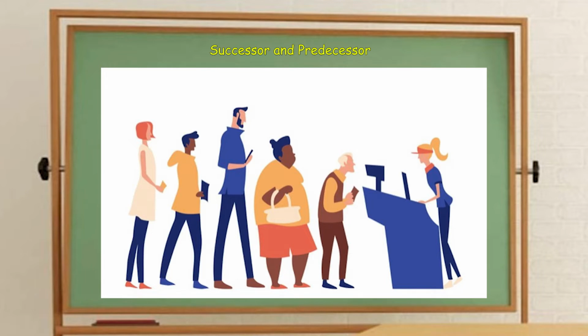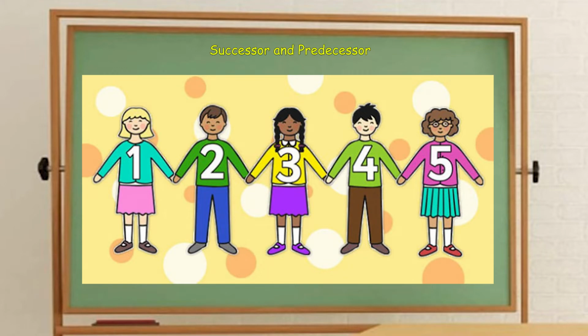So the same concept applies when we're looking at successor and predecessor. But let's move on to another photo. In this photo, we have 5 children. The girl in the middle with the yellow shirt and the purple skirt with the number 3 on her, she is our focus. So we're going to look at her.